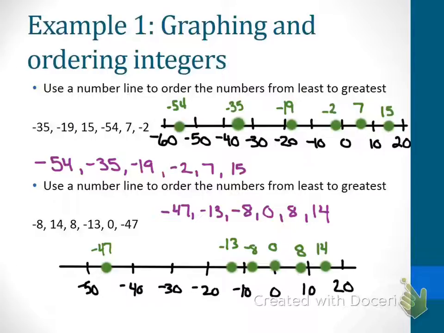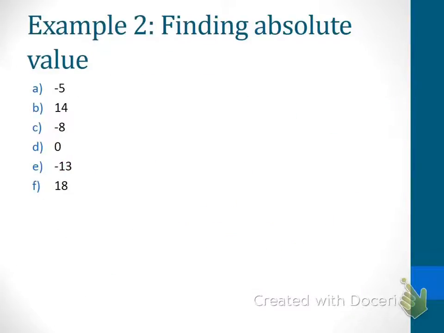Now, in example 2, we're coming back to the concept of absolute value. The absolute value of a number is the number without its sign. So, finding absolute value. Negative 5, if it's the value without a sign, is just going to be 5. The same thing with 14. Technically 14 is positive, but in terms of absolute value, I just want to know how many units it is away from 0, so it's just 14. It's the number without a sign.